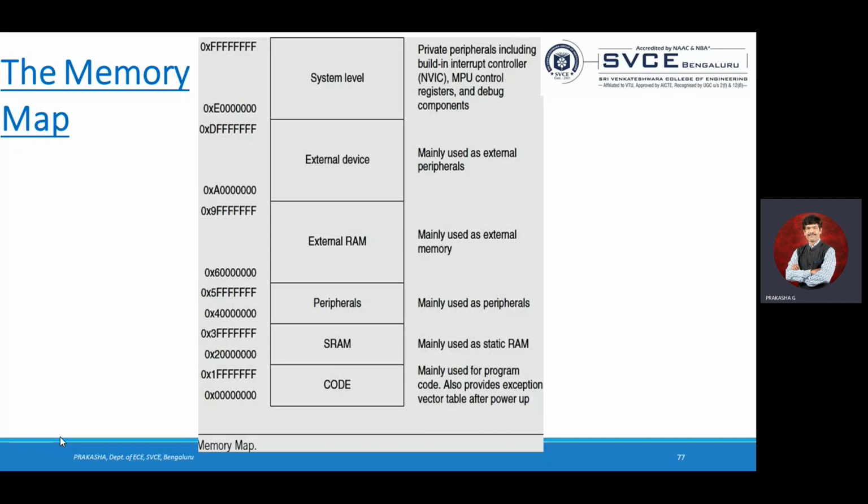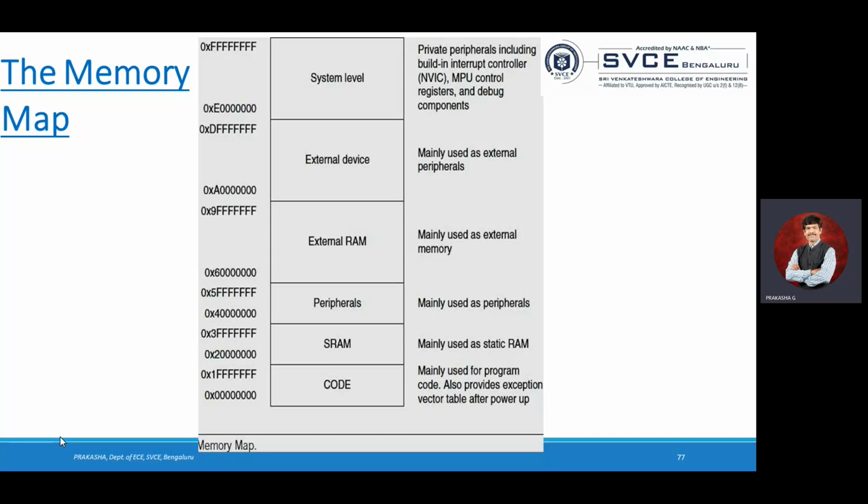You should divide it by 1,000. If you do that, you're going to get something like 53 kilo. Okay, 5.3. 5.3 kilo you are going to get. That much memory you are going to have for code.